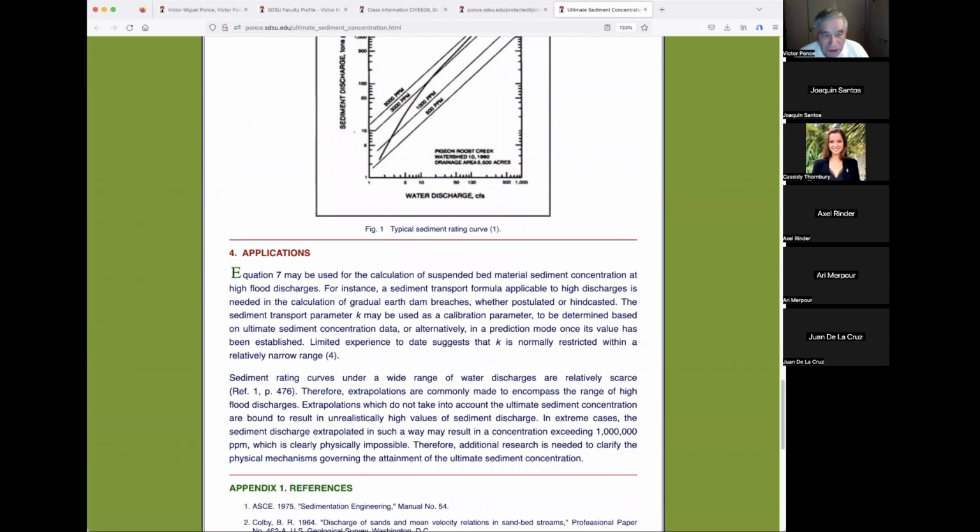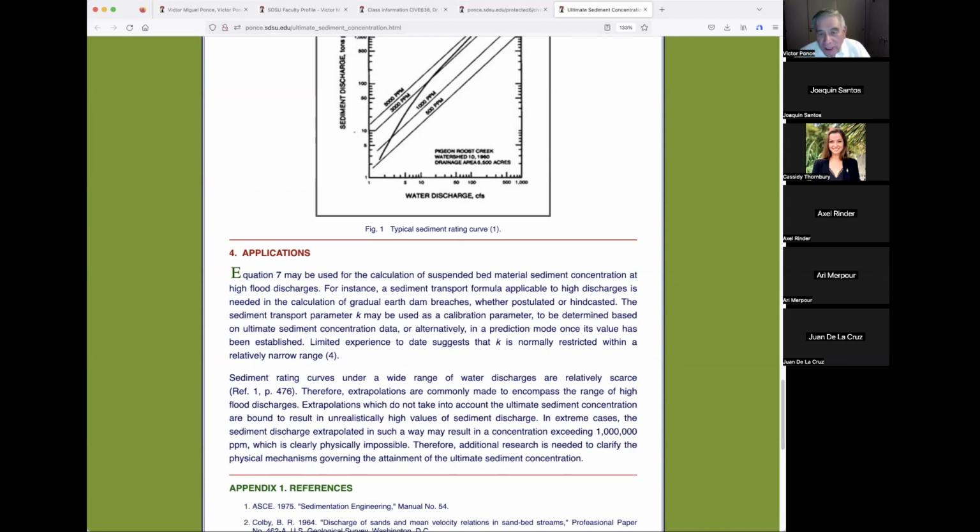Okay, applications. Equation 7 may be used for the calculation of suspended bed material concentration at high flow discharges. For instance, a sediment transfer formula applicable to high discharges is needed in the calculation of gradual earth dam breaches, right? Gradual earth dam breaches. That has been work that we have done over the years. It's been one of our projects to do calculation of gradual earth dam breaches.